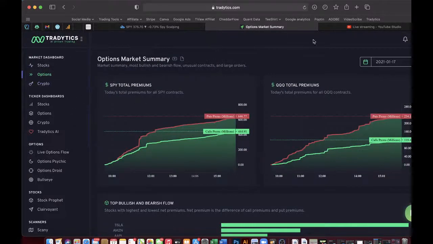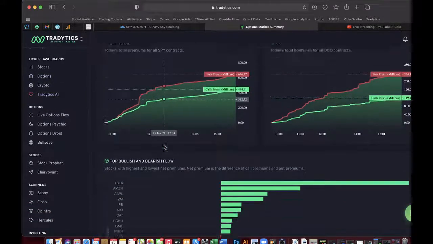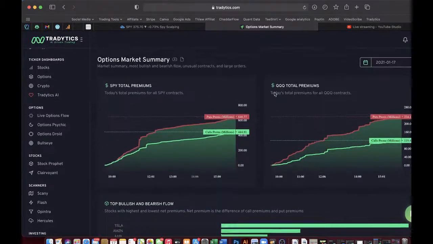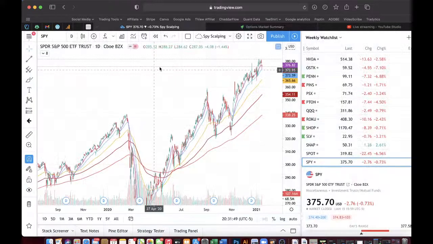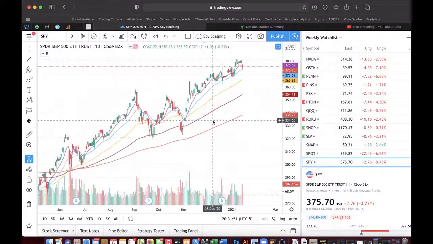So here's just one of the tools I use, Traditics. It is one of the most advanced artificial intelligence tools out on the market here, and it gives quite a number of key pieces of information. So after I go over the options or the charts and the analysis, then I will cover some of the tools I use that really help me a lot.